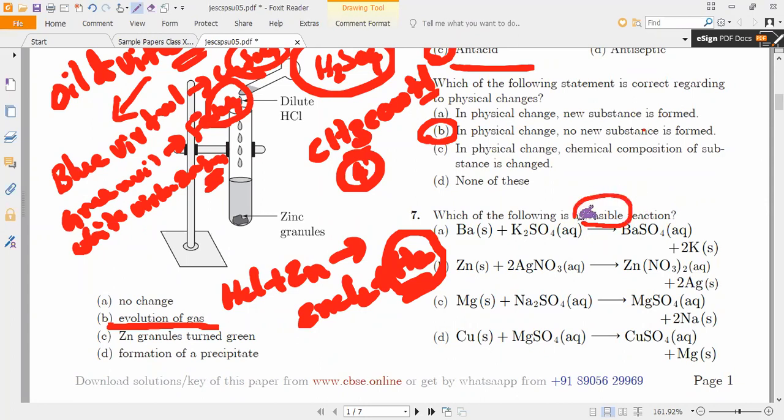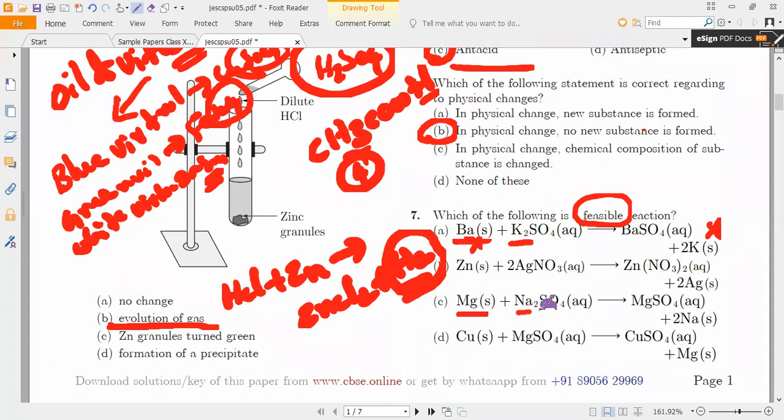Listen, what do you mean by feasible reaction? It means which of the following reactions will take place. That's all they are asking, nothing else. Now, let us go with the first reaction. Barium and potassium, who is more reactive? Potassium is more reactive than barium, so no reaction will take place.